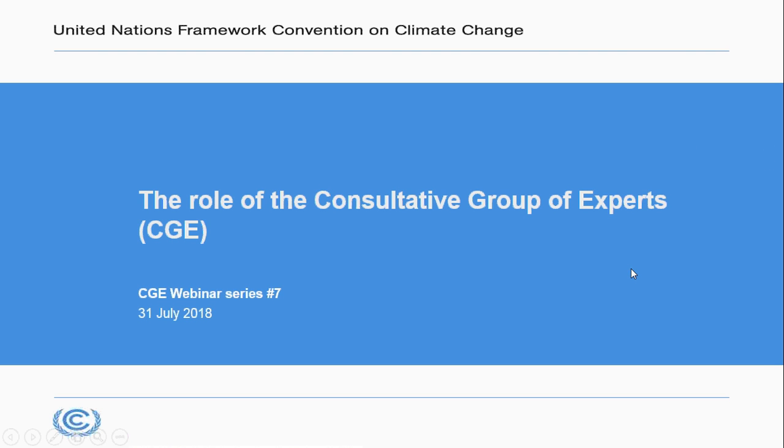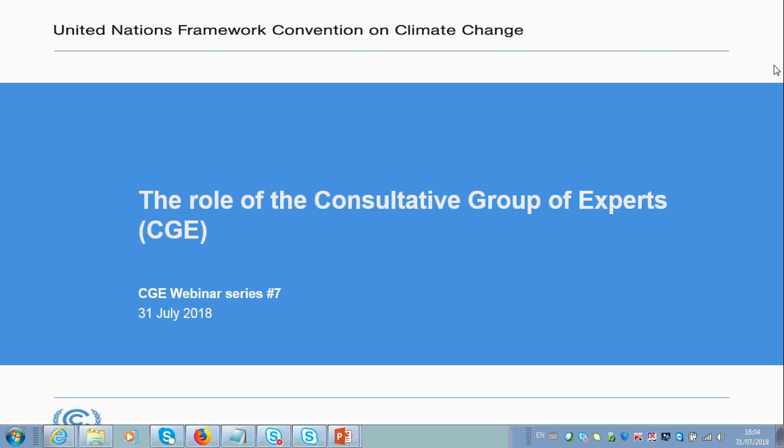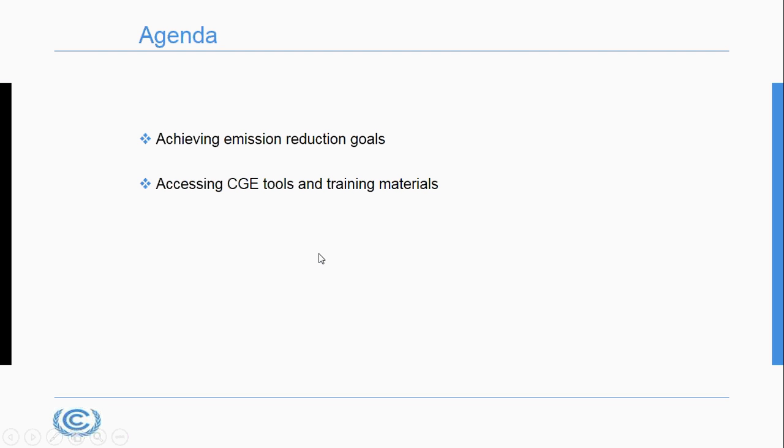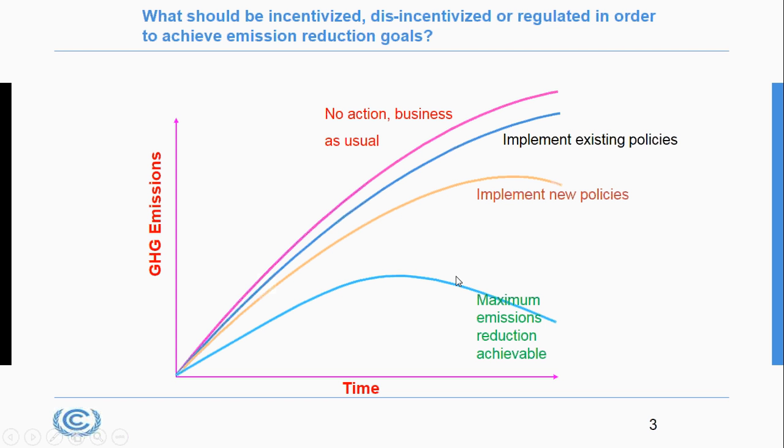Thank you. As introduced, my name is Sandra Mutayadi. I am from South Africa, and I'm going to give a small presentation on behalf of the CGE. So, if we could maybe go to the next slide, please. Basically, the agenda for the presentation includes presenting the chart on achieving emission reduction goals, as well as how the CGE tools and the training materials can be accessed. Okay, so this slide, as referred to in the topic, says what should be incentivized, disincentivized, or regulated in order to achieve emission reduction goals.